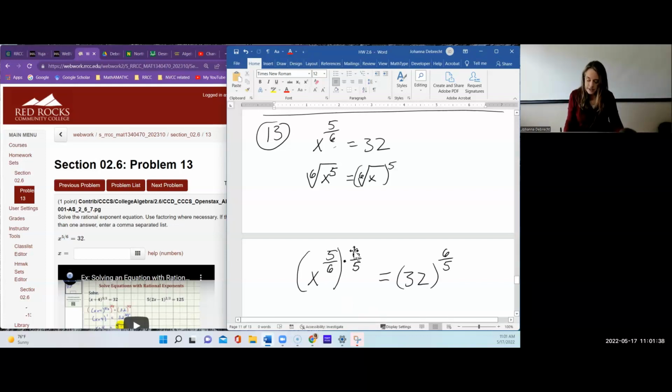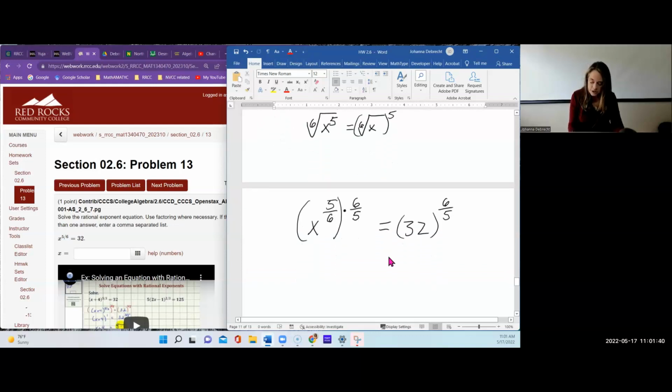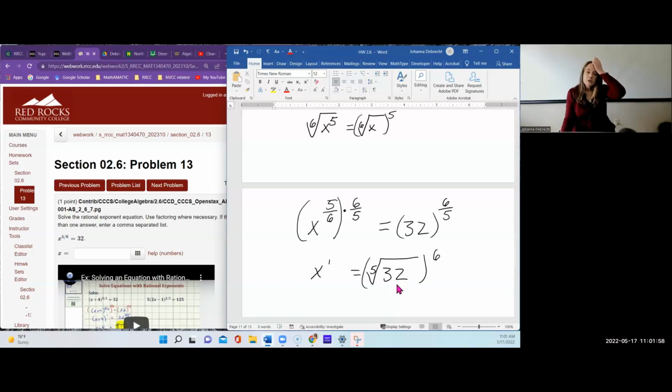Now 5/6 times 6/5 gives me x to the first power. And on the right side, I have 32 to the 6/5 power. I take 32 and I use the denominator power to write it as the 5th root of 32. And then I'm going to raise it to the 6th power. It's much easier to break it down using the radical first and then raise it to the power.